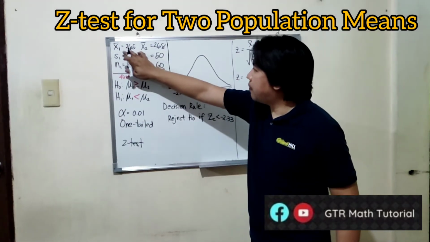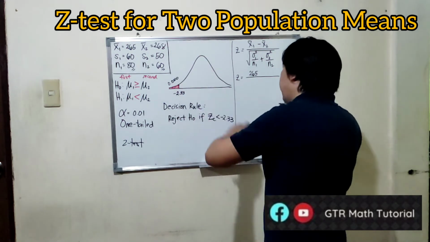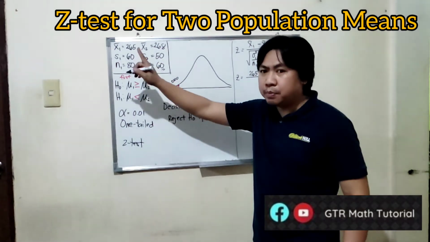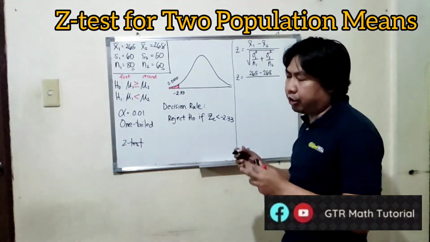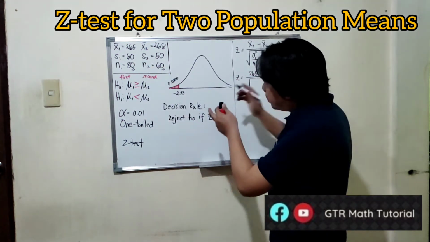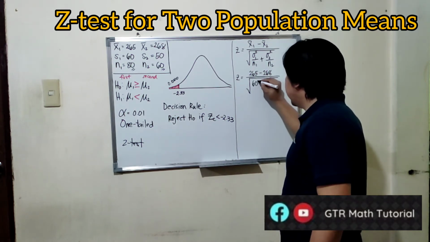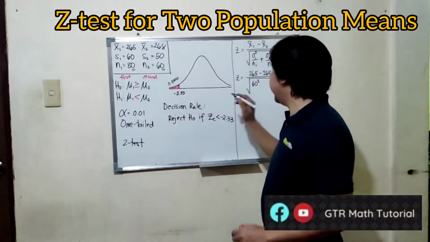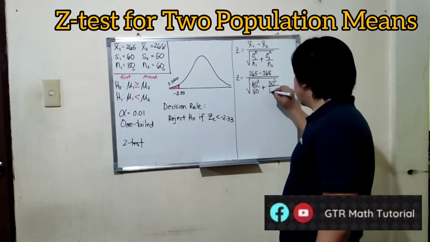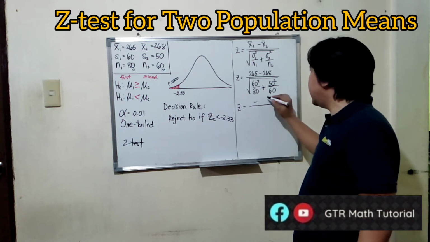So we have 265 minus 268. 265 days is the length of courtship before the first, then 268 before the second. So again, there is a difference, but we're going to find out if the difference is due to sampling error. Over the square root of sigma, or the sample standard deviation, since the sample is large: 60 squared over 80 plus 50 squared over 60. The numerator, 265 minus 268, is negative 3.